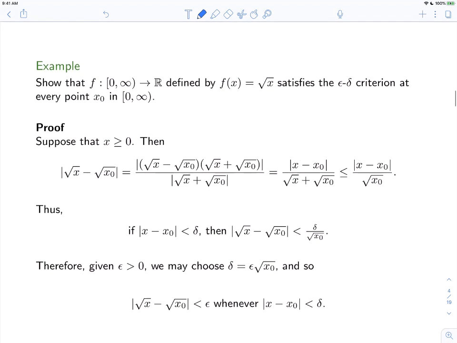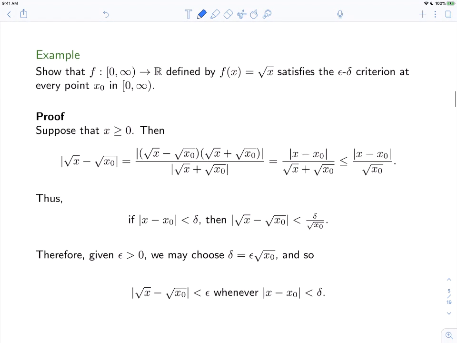Let's look at an example. Show that f, defined from the non-negative real numbers into R, defined by f at x equals the square root of x, the square root function, satisfies the epsilon delta criterion at every point x0 in the interval from 0 to infinity, including 0. So how's this going to work?